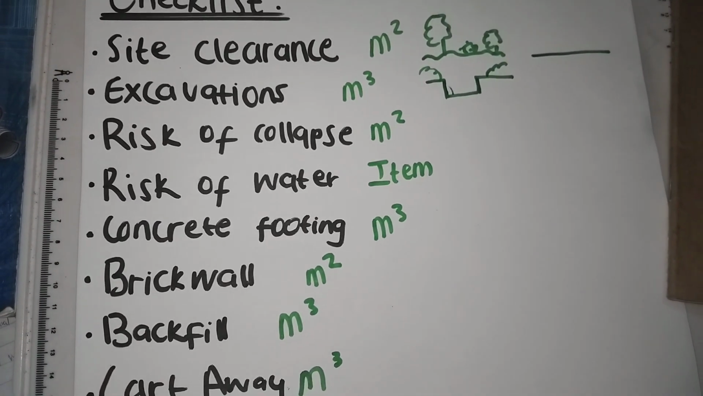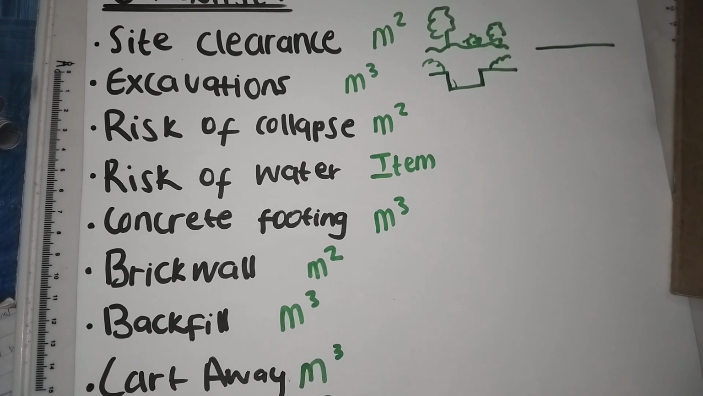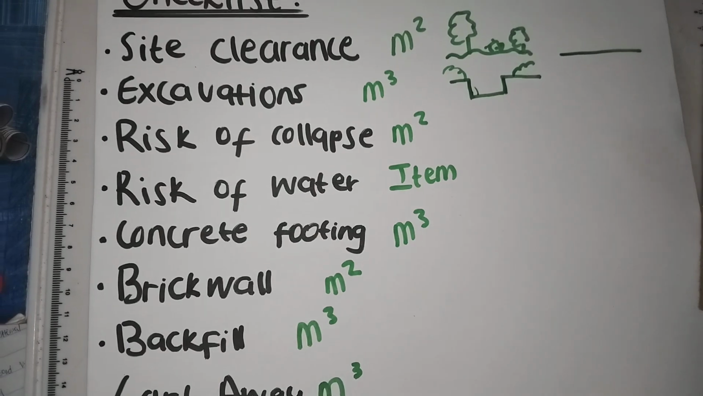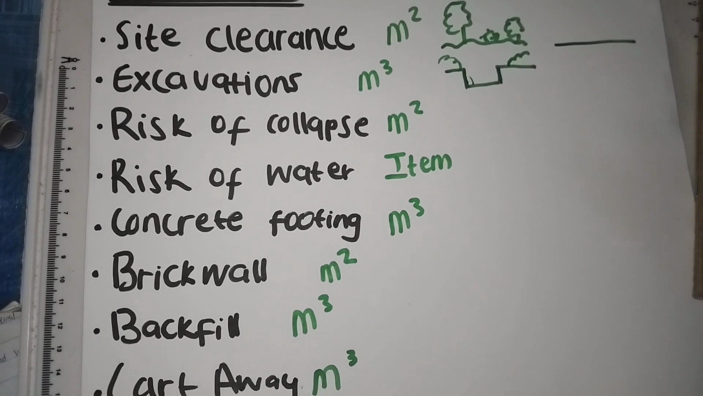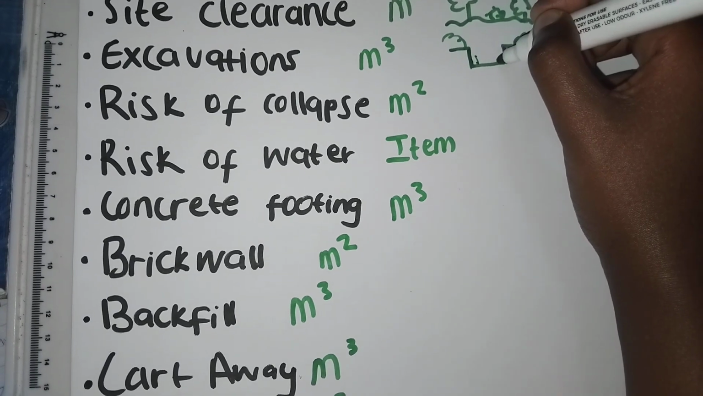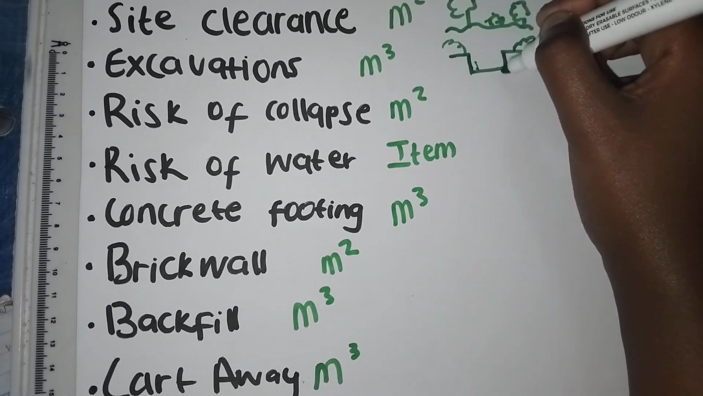That is what you're going to be calculating on the risk of collapse, because it's obvious that when you have your soil here and you have heavy machinery working around, people working around as well, there's going to be tiny bits of soil falling in, and the corners might end up collapsing.